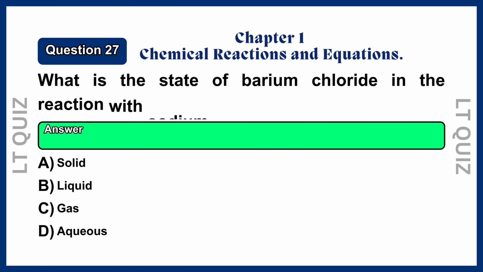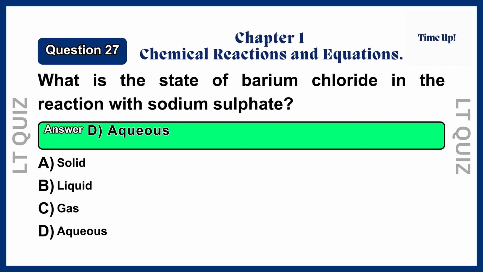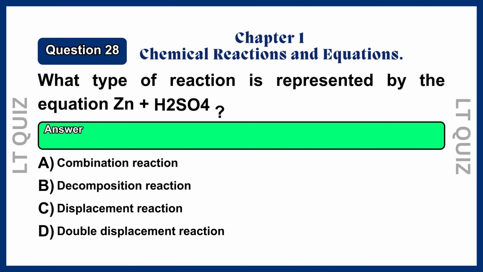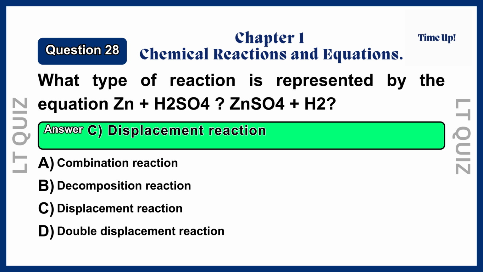What is the state of barium chloride in the reaction with sodium sulfate? The correct answer is option D, aqueous. What type of reaction is represented by this equation? The correct answer is option C, displacement reaction.